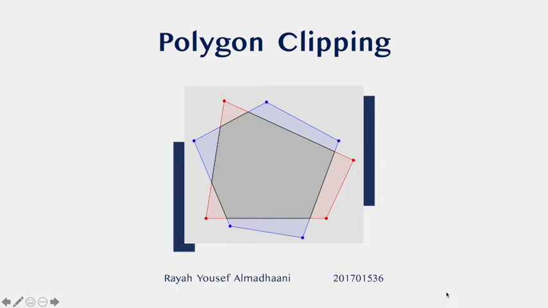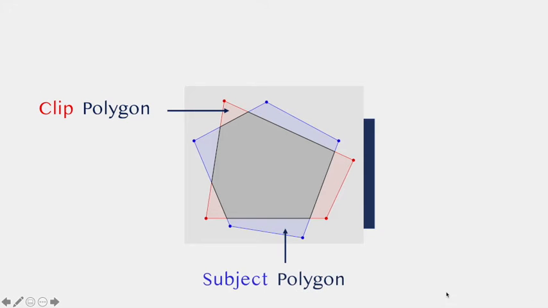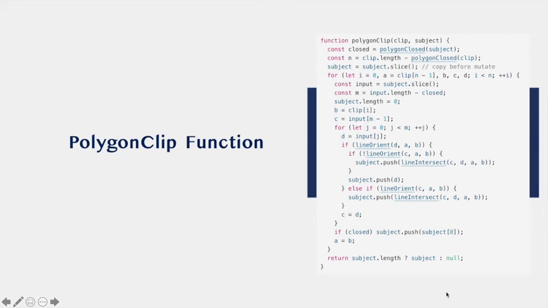So basically the Sutherland algorithm is used to display the clipping polygons. So let's start with this collection of polygons which represents the clip polygon, the subject polygon and the intersection between them, which is the clipped polygon. So, given a sequence of points of the clip and the subject polygons, the clip polygon function returns the intersection of the 2 polygons. If they don't intersect, then it will return null.